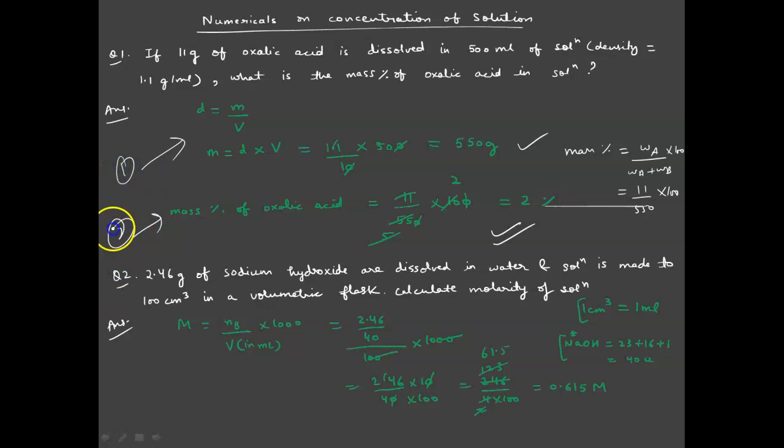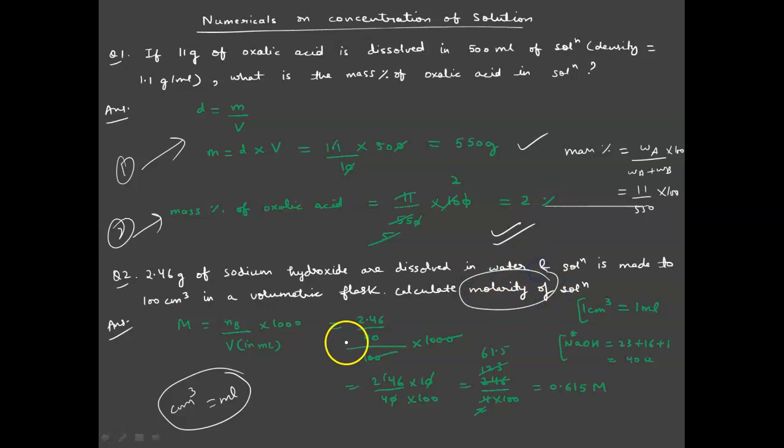Two formulas are used here. Now the next question is, 2.46 gram of sodium hydroxide are dissolved in water and solution is made to 100 centimeter cube. Here remember, centimeter cube is ml. Students got confused. What is centimeter cube? What is ml? Centimeter cube is given just to confuse you. So remember, centimeter cube is ml. So 2.46 of sodium hydroxide are dissolved in water and solution is made to 100 centimeter cube or ml in a volumetric flask. Calculate the molarity of solution.